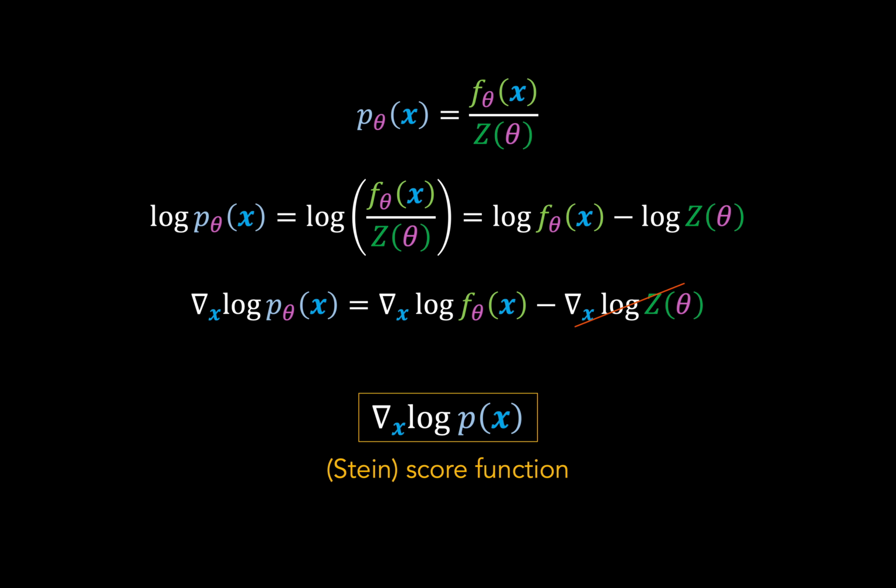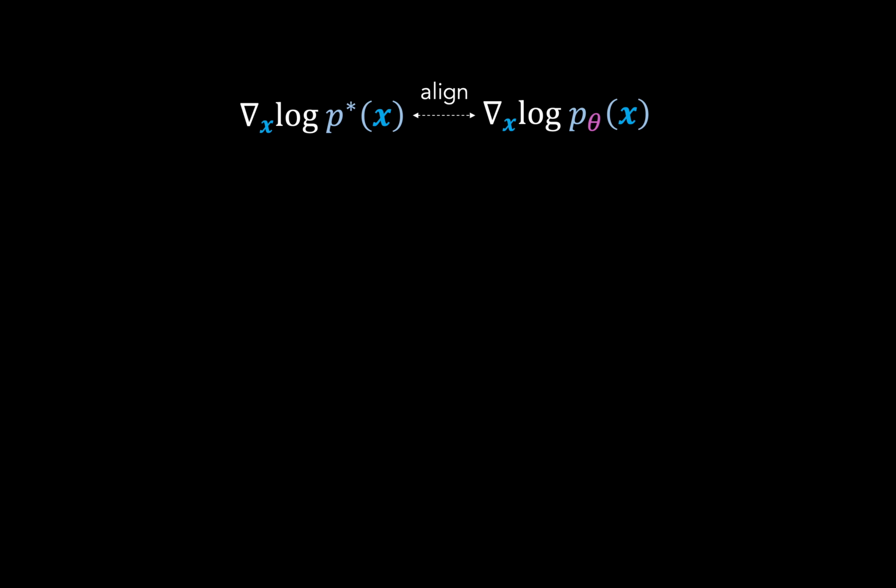Now, for any statisticians out there, keep in mind that this is different from the typical usage of the word score in statistics, which denotes the log gradient with respect to the parameters rather than the data. Now, how does the score help us with generative modeling?